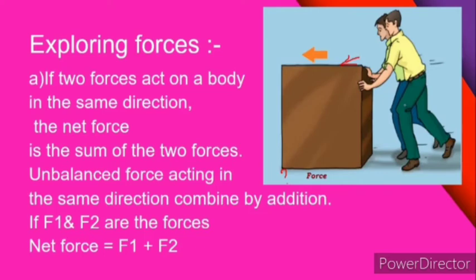For example, if you take this person's force as F1 and the other person's force as F2, now when they are applying force on an object in the same direction, the net force is nothing but the sum of the two forces. So the unbalanced force acting in the same direction is combined by addition. So the net force will be equal to F1 plus F2. So this is one case.